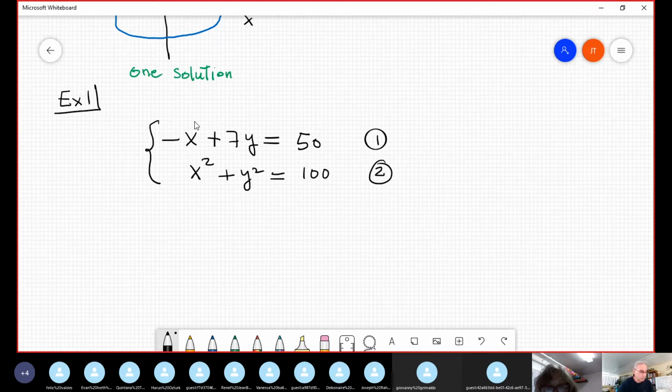Minus x plus 7y equals 50. X squared plus y squared equals 100. Using too much imagination. Well, the question number one is linear, right? And question number two is nonlinear.